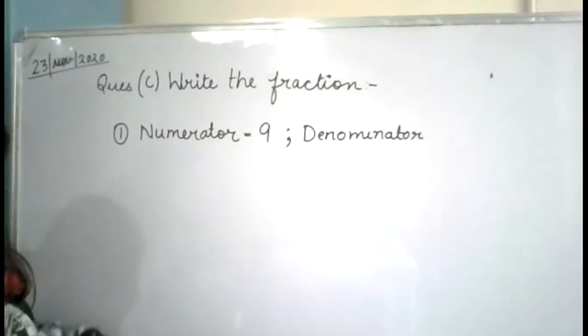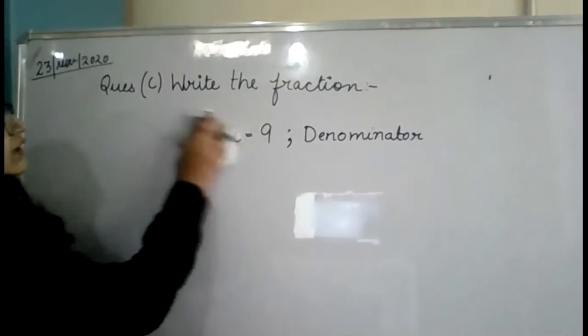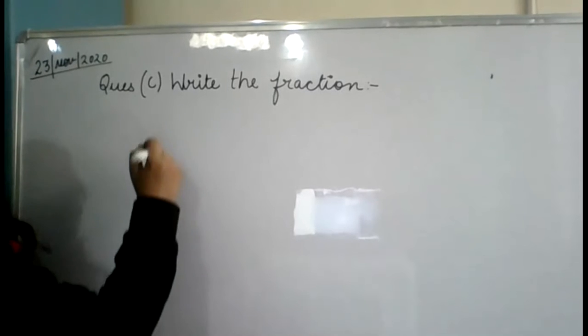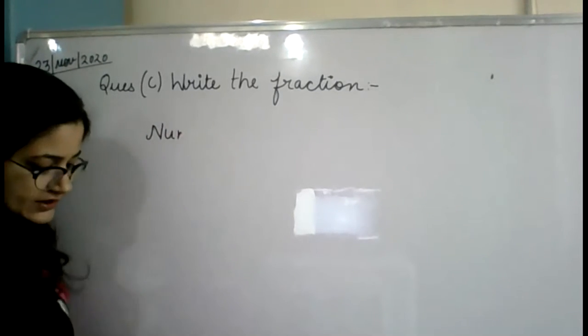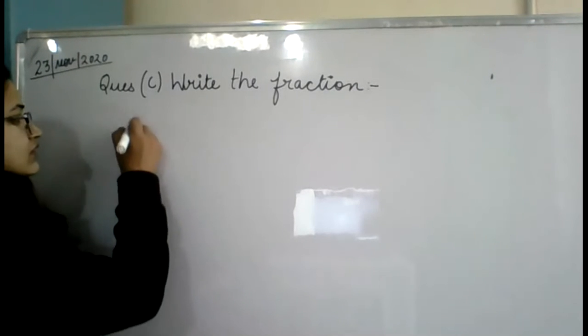Wait a second, we can do it another way. Beta, wait. It will be easy for you all. You need not write numerator and denominator again and again. You just simply write. Acha, write it, because I'll change some of the things. Okay.